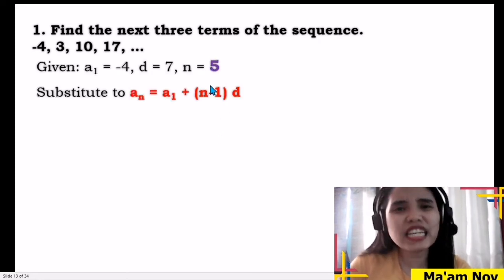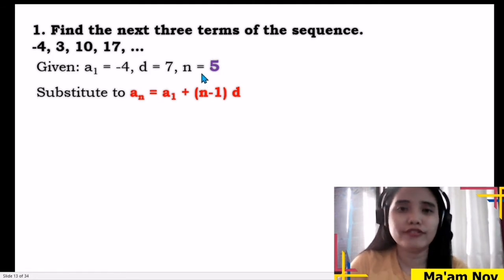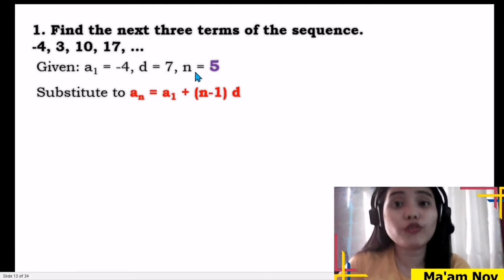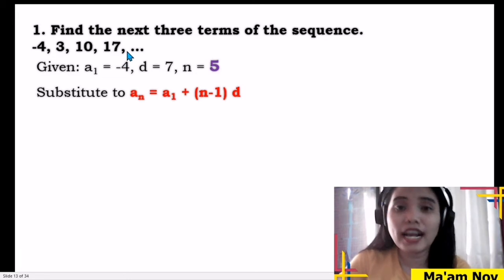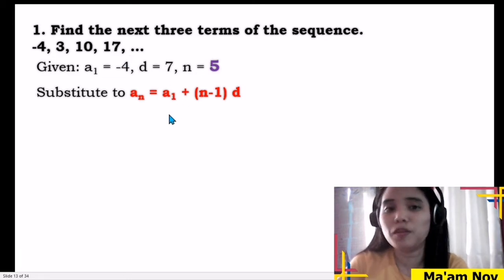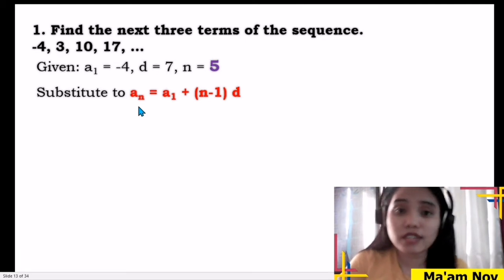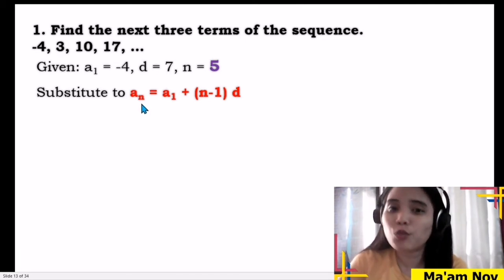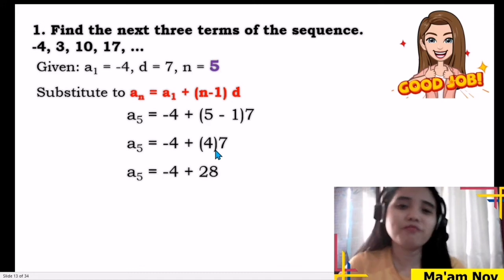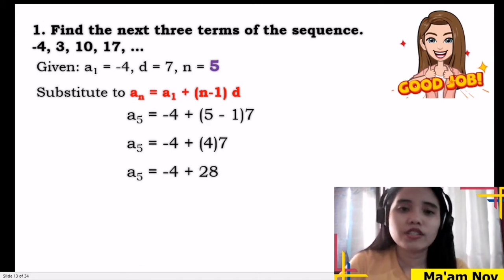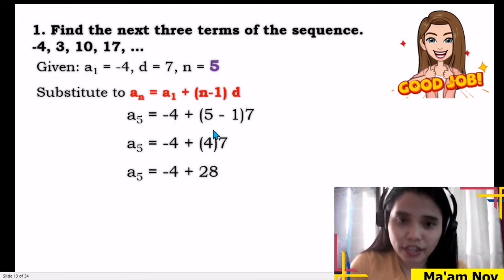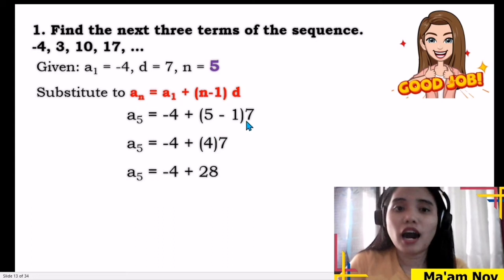Next, saan galing ang n equals 5? Because hahanapin natin yung 5th term. So, meaning, ang n natin is 5. And then, we will just substitute it sa ating formula. A sub n equals a sub 1 plus n minus 1 times d. So, first, ano ba ang ating first term? Negative 4 plus n natin is 5 minus 1. Our d, common difference, is 7.